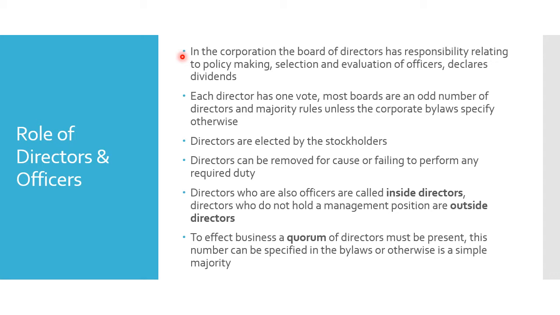So, directors, I mentioned their most important job: selection and evaluation of officers. They also declare dividends. Directors vote on corporate matters. Typically, the board is an odd number, so that if everybody votes, there's no risk of deadlock. All right. Directors are elected by shareholders, and can be removed for failure to perform.